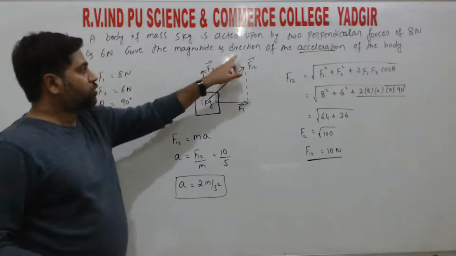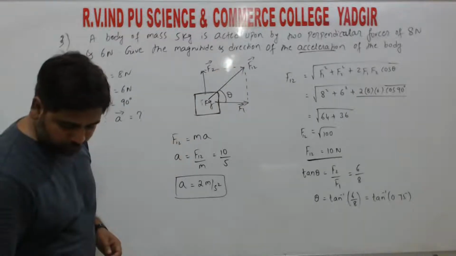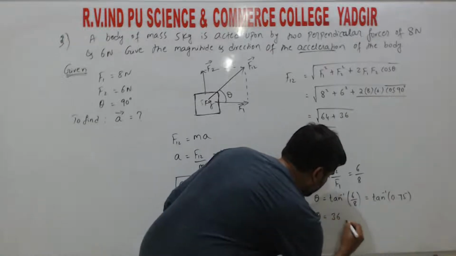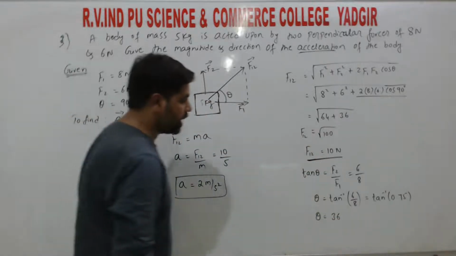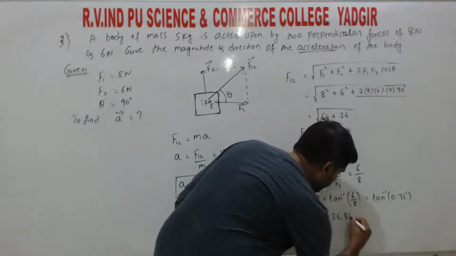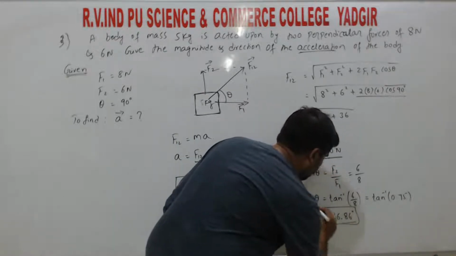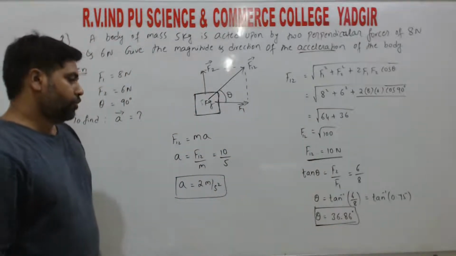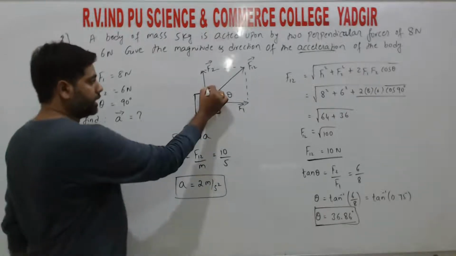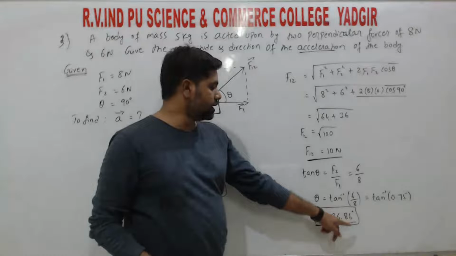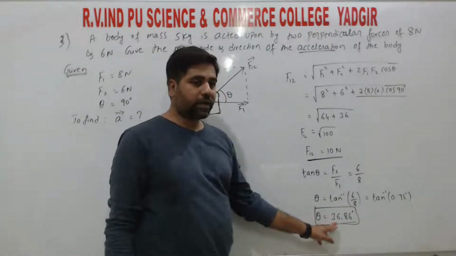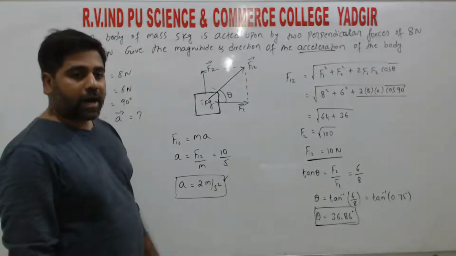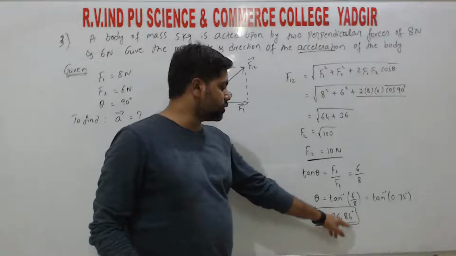So the magnitude we got. Next, the direction. We get angle theta equals 36.86. If you find it in the tan table you get the theta. Theta represents the direction. Taking theta, you get 8/6. So this gives the magnitude of 2 meter per second square and the direction of the acceleration is 36.86.